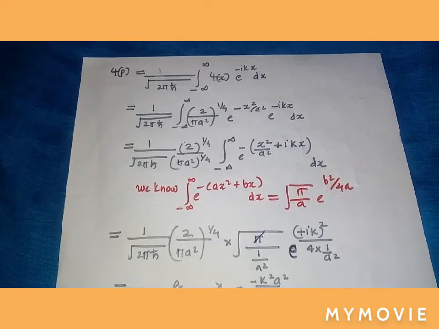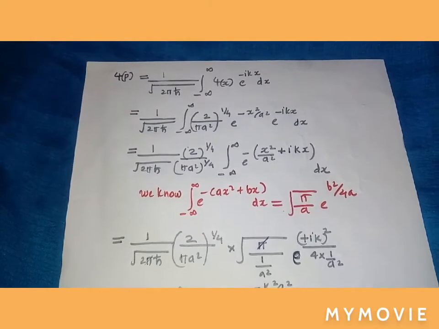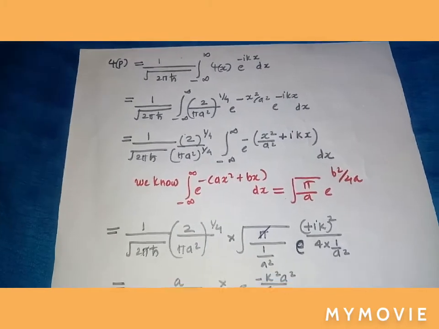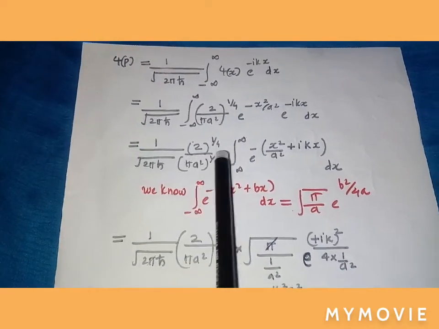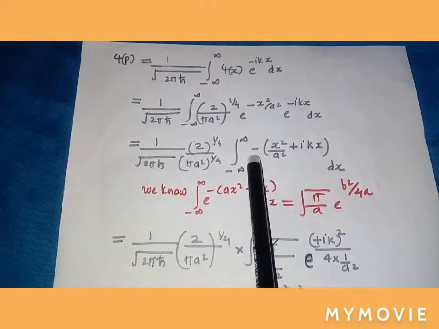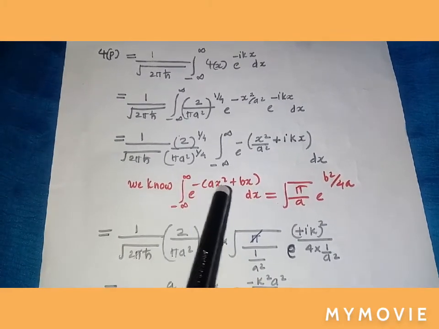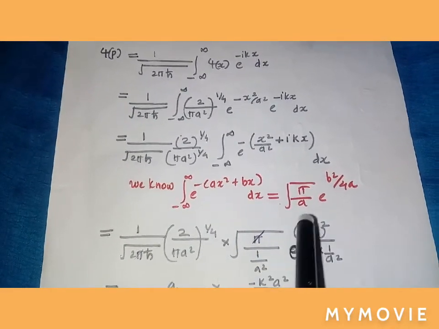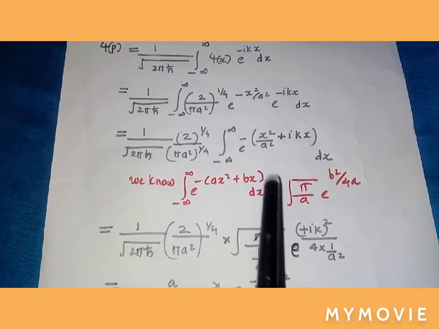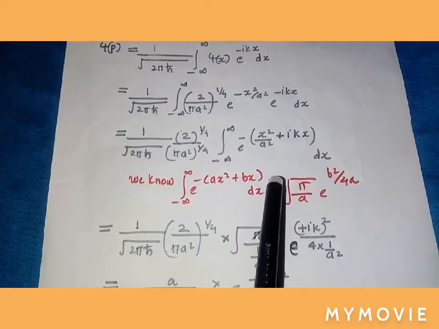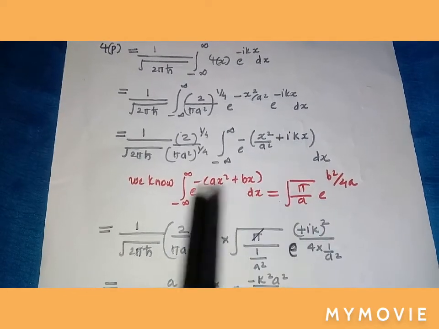Next we are going to find psi of p, that is 1 by under root 2 pi h cut integral from minus infinity to plus infinity psi of x into e raised to minus ikx dx. Substitute the psi of x here and put the constants outside. For the e raised to function we have an integration formula, that is the integral from minus infinity to plus infinity of e raised to minus of (ax square plus bx) is equal to under root pi by a e raised to b square by 4a. By comparing these two, a is 1 by a square, and b is ik.